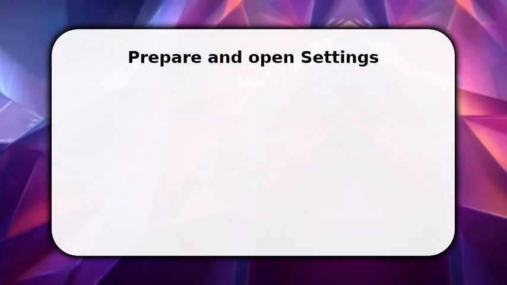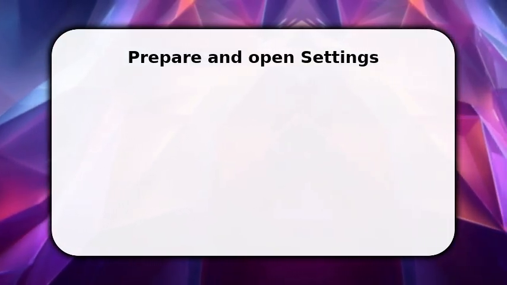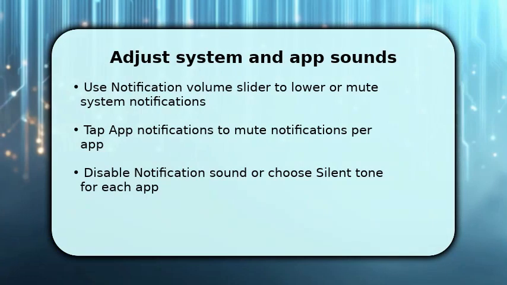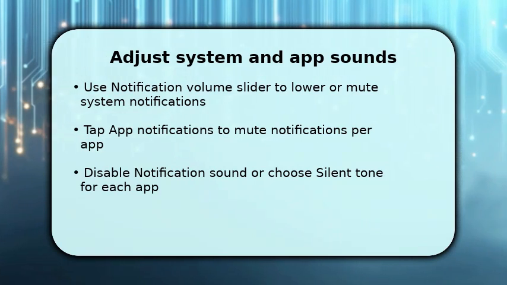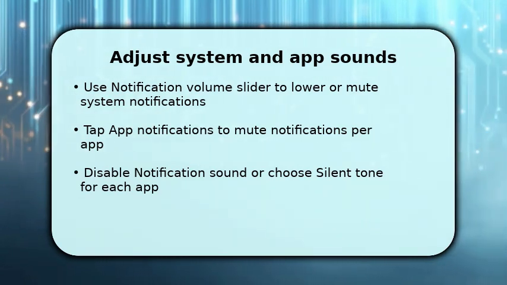Once you see the sound and vibration page, you're ready to change notification behavior for system sounds and apps, so proceed to the specific sound controls next. You now lower or mute notifications. Drag the notification volume slider down to 0 to silence system alerts.